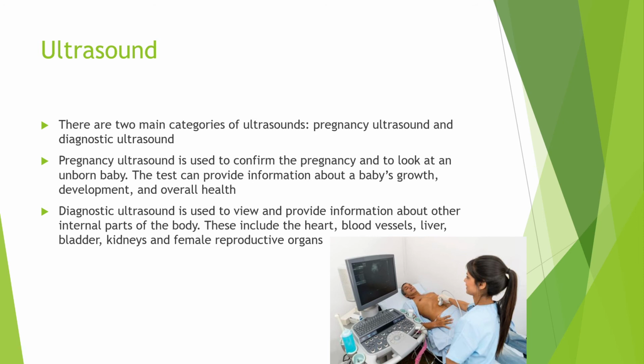Ultrasound. There are two main categories of ultrasound, pregnancy ultrasound and diagnostic ultrasound. The pregnancy ultrasound is used to confirm the pregnancy and to look at an unborn baby. The test can provide information about a baby's growth, development and overall health. Diagnostic ultrasound is used to view and provide information about other internal parts of the body. These include the heart, blood vessels, liver, bladder, kidney, and female reproductive organs.